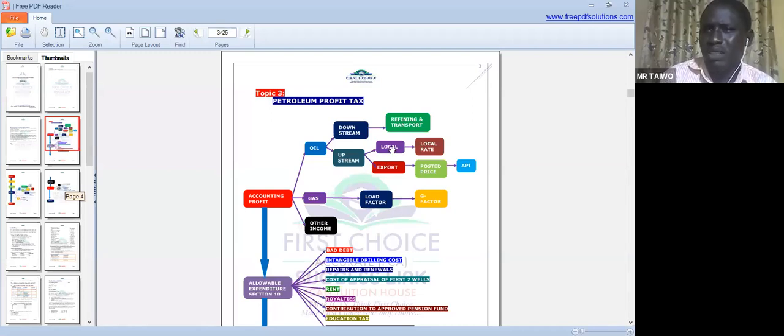If you are selling locally, the rate at which you'll be selling it will be the local rate. Obviously, that's the rate at which you're selling it in the country. They'll tell you the rate. But if it is export, you won't sell it at any price other than the posted price. I explained that there will be a posted price, and that price is the price that will be recognized all over the world for that particular type of oil, and that posted price is what we have here.